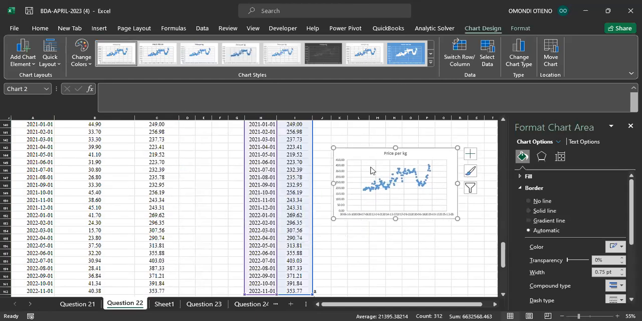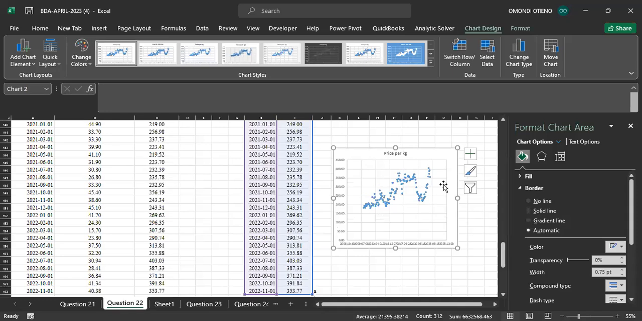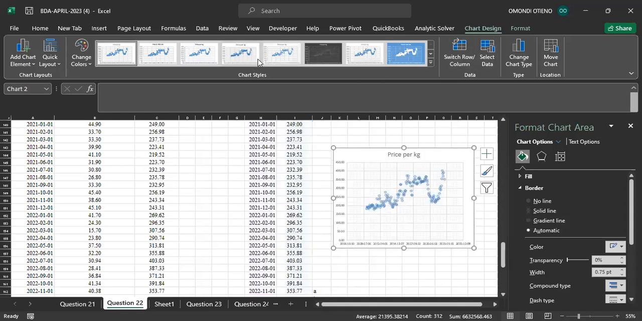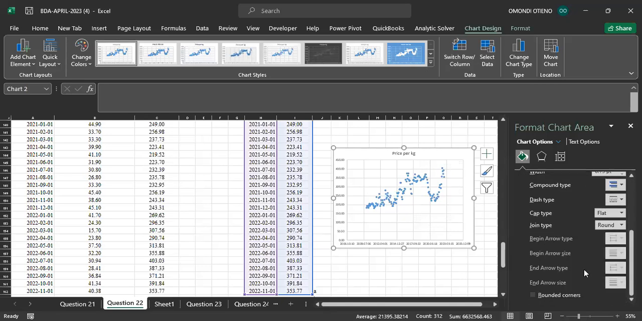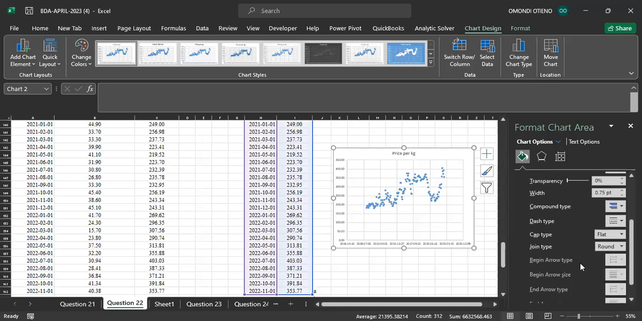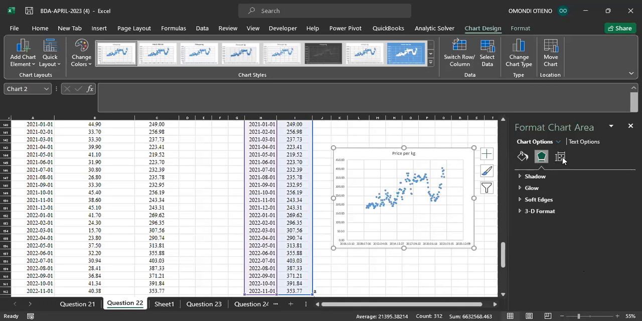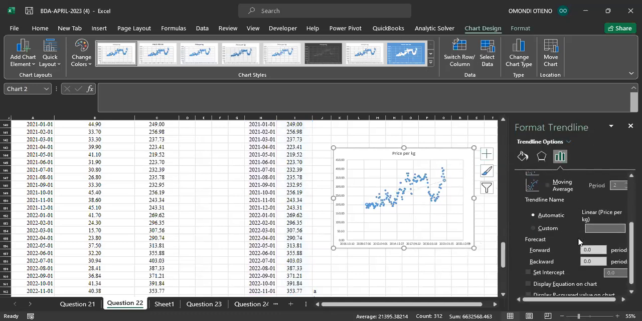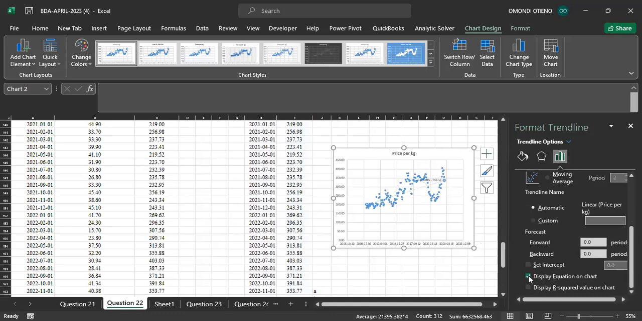If that is done, do we have the date indicated down here? Yes, and of course the prices are there. You can decide to pick whichever design you want, but you can now come and display it here. Let's display trend line. That's the first thing. Then once you draw the trend line, you come to more. Then you display equation on the chart. We've been able to display the equation and also display the R squared value on the chart.